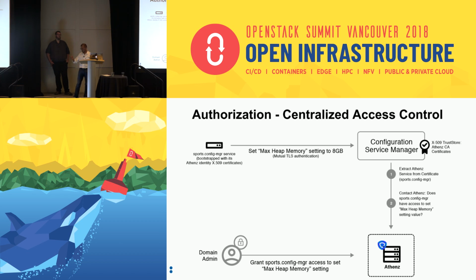So it talks to Athenz. Once the authentication is done, it extracts the principal name, the identity name, which is the CN name within the certificate. Then it contacts Athenz: does sports.config manager have access to set the max heap memory setting value or not? Prior to this, the domain administrator of the config manager already goes to Athenz. We talked about the role things. It goes and adds sports.config manager in the respective role. So this particular client is already authorized.